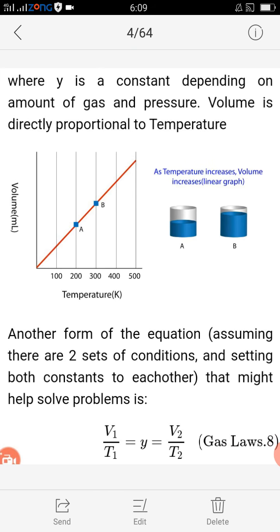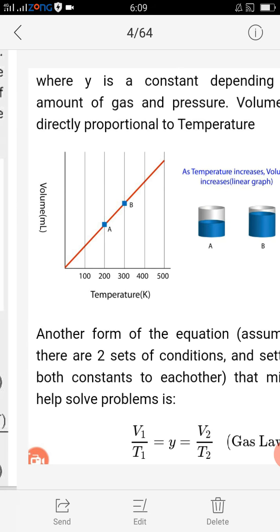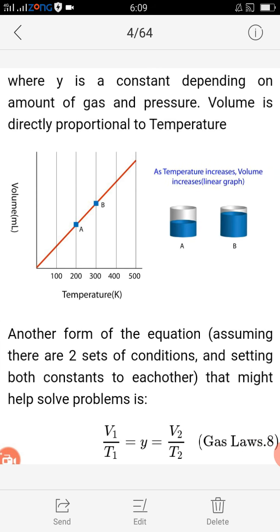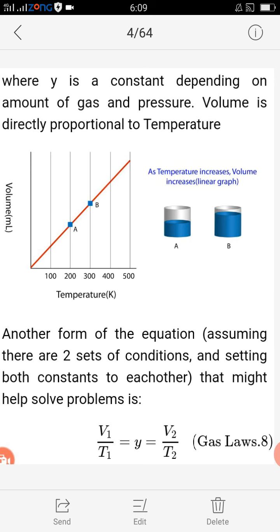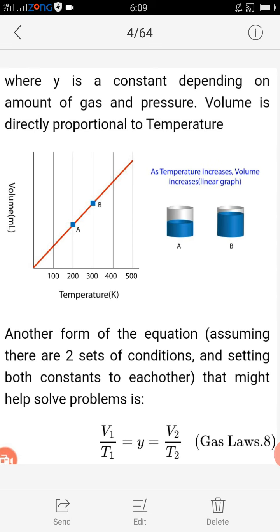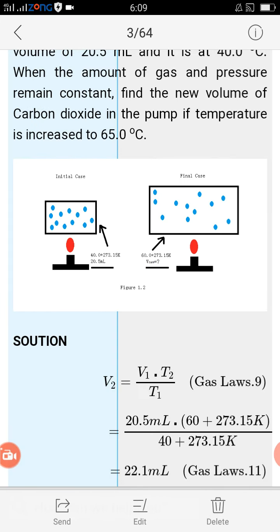In another form of the equation, assuming there are two sets of conditions, with the gas amount and pressure constant in both, the following formula might help solve problems: V1 upon T1 is equal to K, whereas V2 upon T2 is also equal to K, where K is constant.